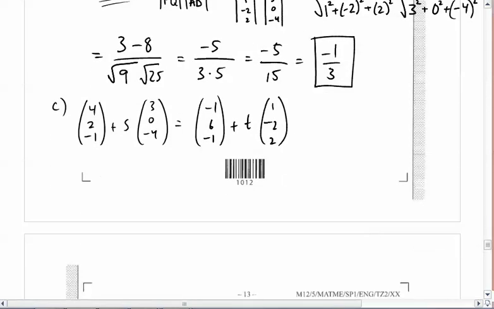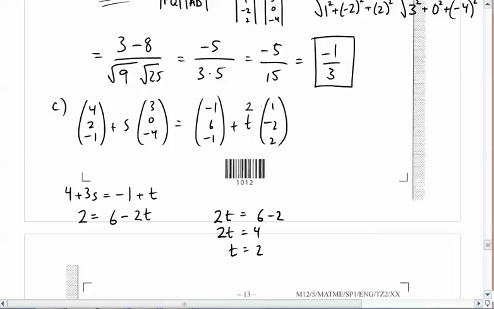So basically what this does is it makes three different equations. It makes equation 4 plus 3s is negative 1 plus t. That's the first line. Or 2 plus 0s is equal to 6 minus 2t. This is probably the easiest one to solve here, right in the middle. If I move the t to the other side, I would get 2t equals 6 minus 2. So 2t is 4. So t is 2.